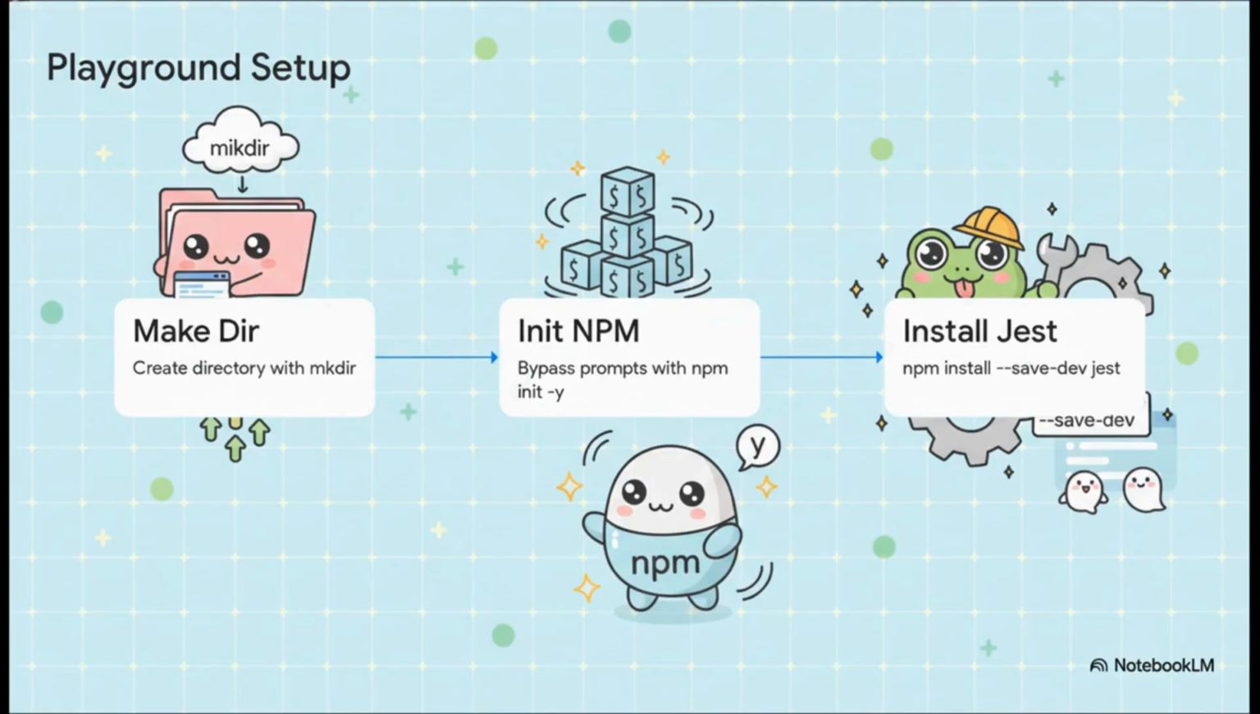Now, expanding on that last step for a second, that --save-dev flag, that is absolutely crucial. It tells your project that Jest is essential for building and testing, but it ensures it won't bloat your final deployed application. It stays strictly fenced inside your development environment.